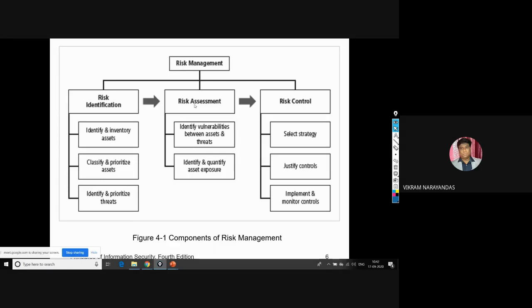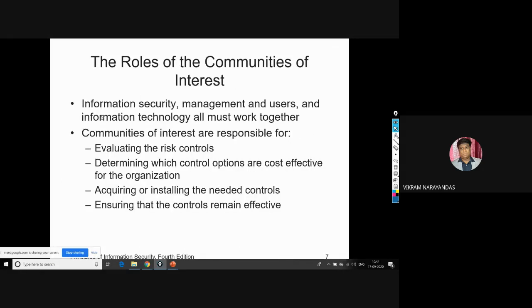We can begin the process by identifying and assessing the value of information assets. You need to identify the vulnerabilities between assets and threats, and quantify the assets. Then you need to control the risk. What is the strategy you are using? You need to justify the controls, and implement and monitor the controls. All these components come under risk management. Already discussed: roles of communities of interest, evaluating the risk controls, determining which control options are most cost effective for your organization, acquiring and installing the needed controls, and ensuring that controls remain effective.